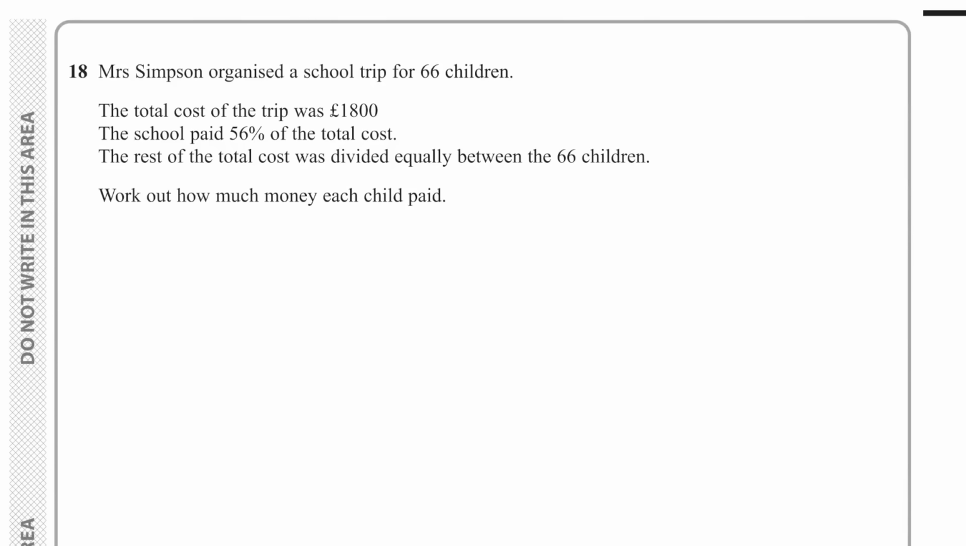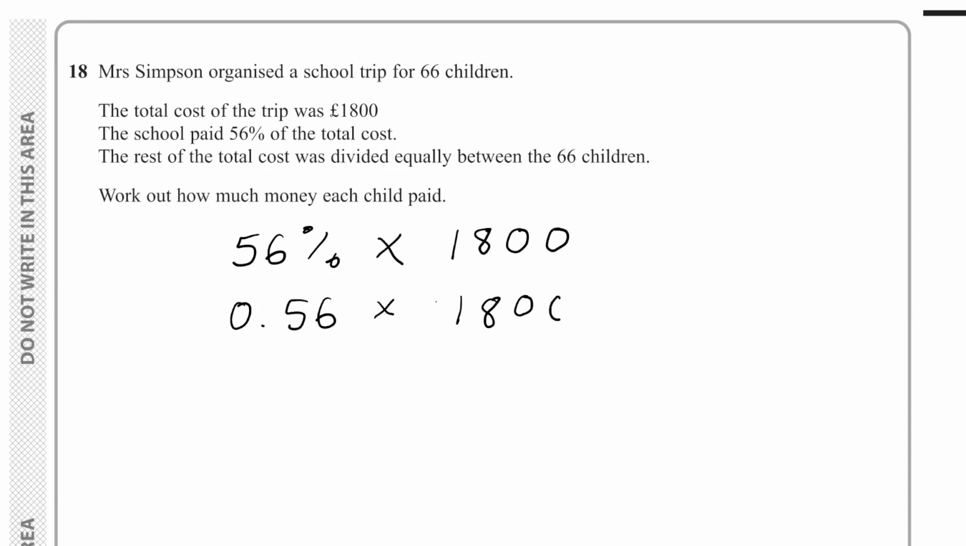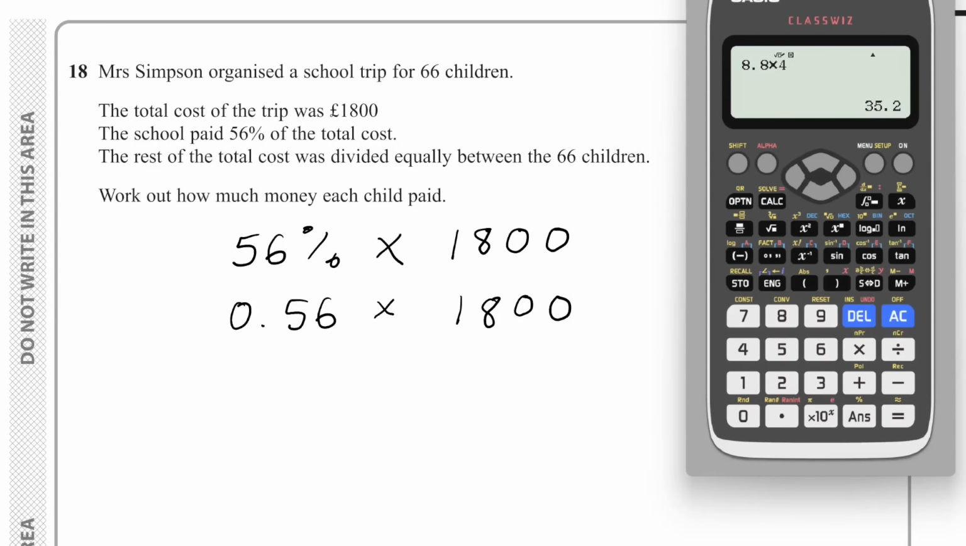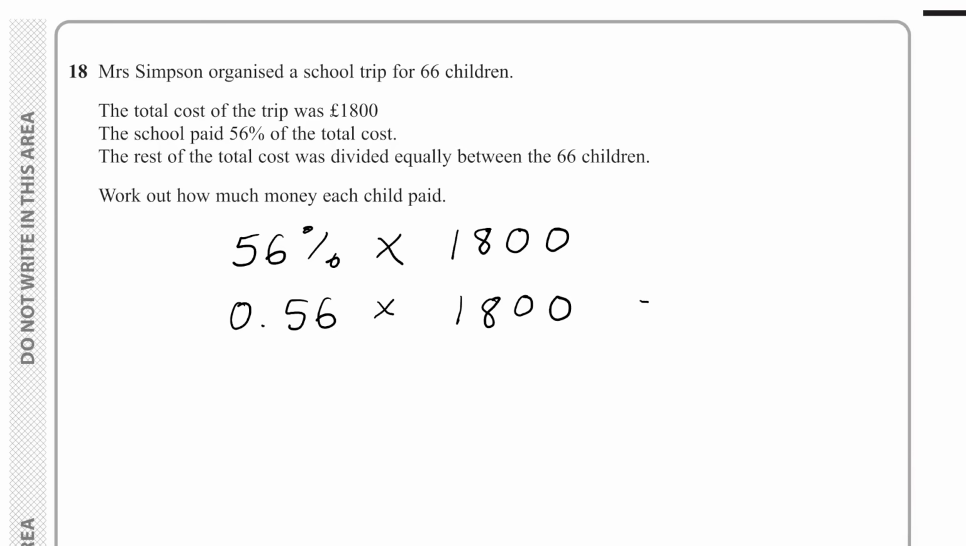Okay, question 18. Mrs. Simpson organised a school trip for 66 children. The total cost was £1,800. The school paid 56%. We're going to need to work that out. So 56% of, so times 1,800, or if you prefer, 0.56 times 1,800. So 56% of times 1,800, £1,008.